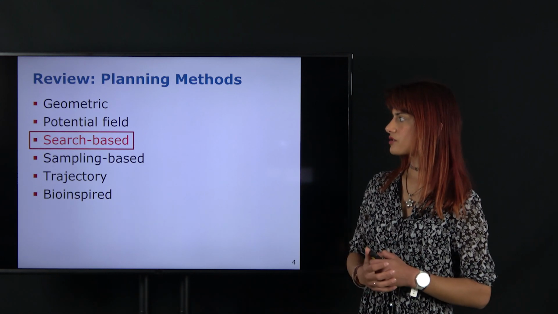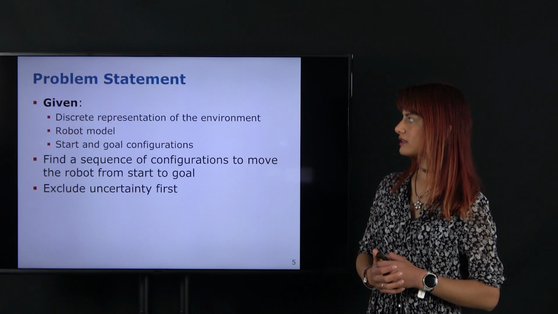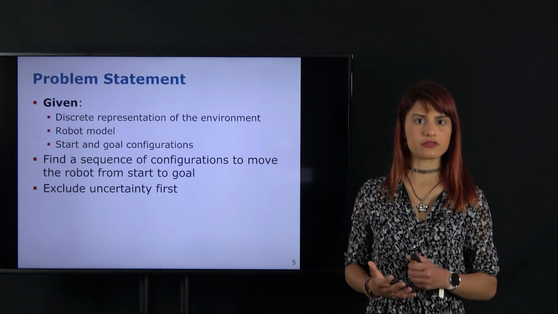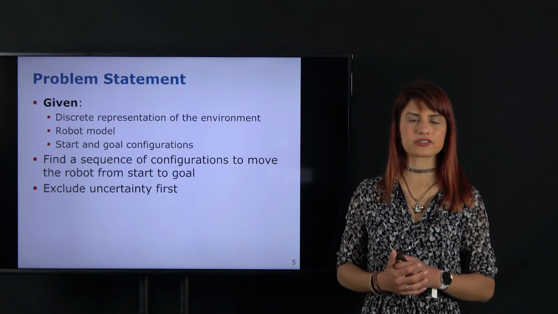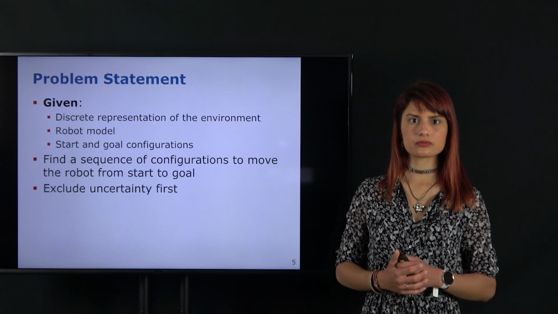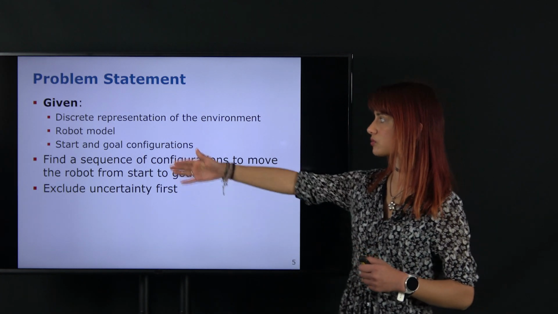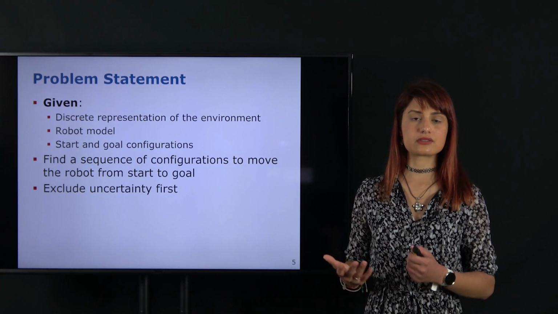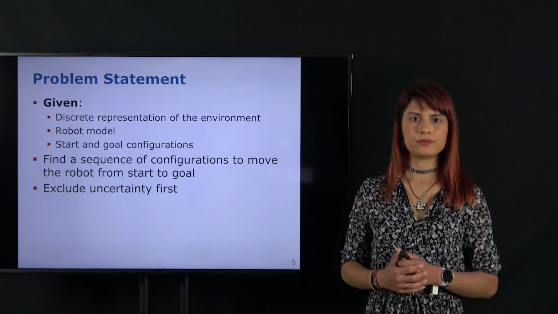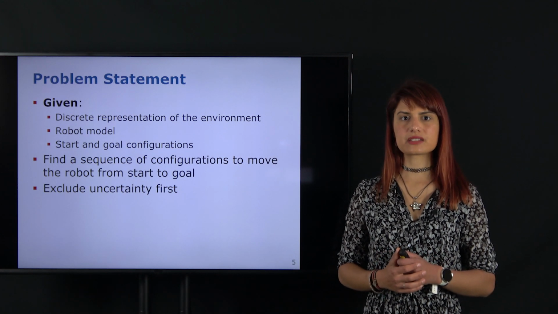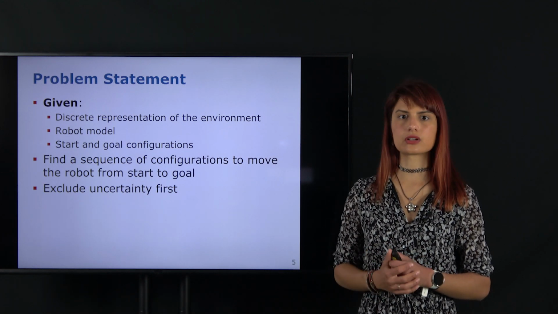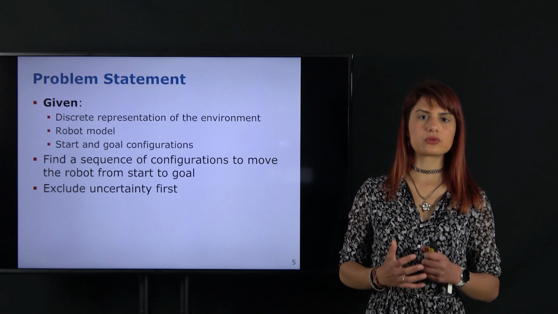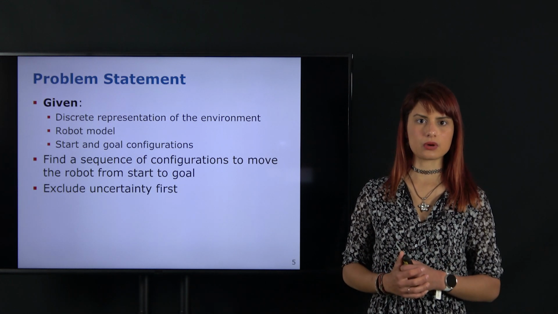So to apply a search-based algorithm, we need a discrete representation of the environment, and we look at some examples on the next slides. We need a model of the robot, including its dynamics, its kinematics, and its geometry. And of course, we need to specify the start and the goal configurations, defining what we want the robot to do or where we want it to move.